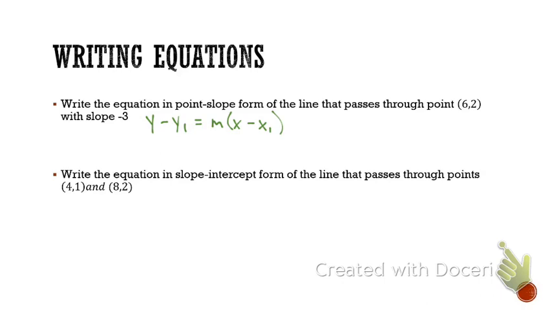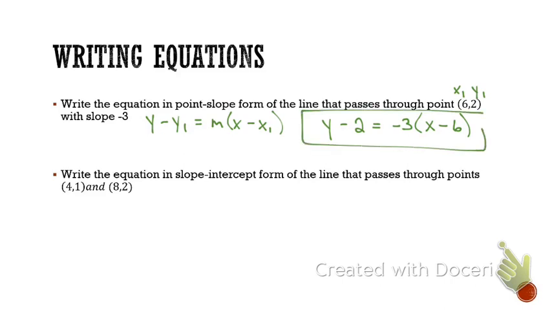All right. So it's going to give us an ordered pair. That's my x1 and my y1 values. So y minus my y1 value equals m, which is my slope, -3, times x minus x1. And that's all you're going to have to do on that problem. It says write it in point slope, so you leave it just like that.